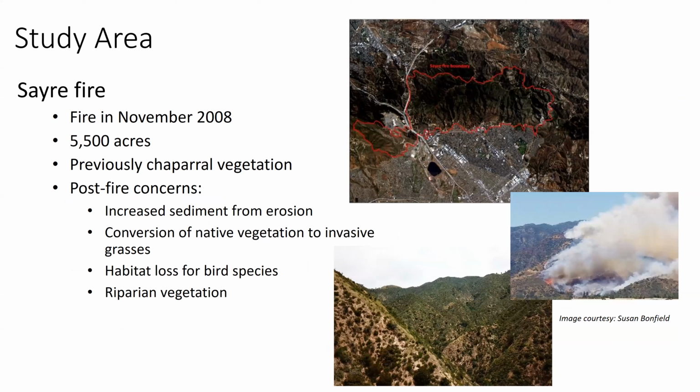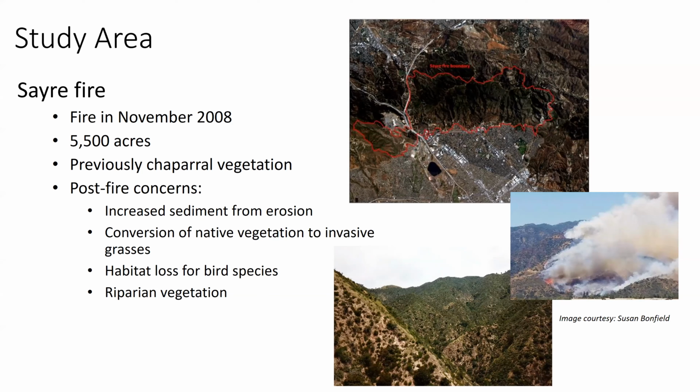So as I mentioned, I'll be focusing on the Sayre fire, and this region was burned in November 2008, which is about 5,500 acres. And this is in a mountainous region, so it's undulating terrain. And this region was previously chaparral vegetation, which is typical in this area, dry shrubs and so on.